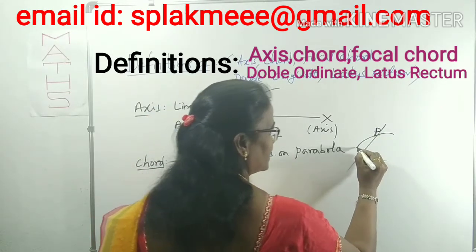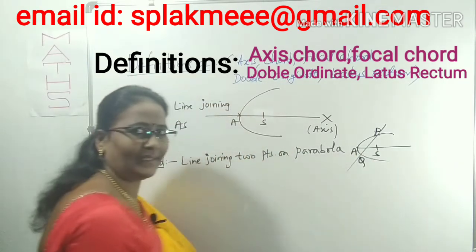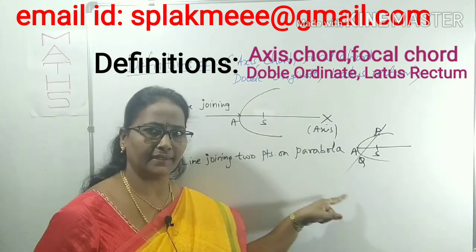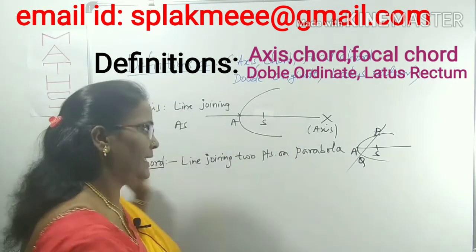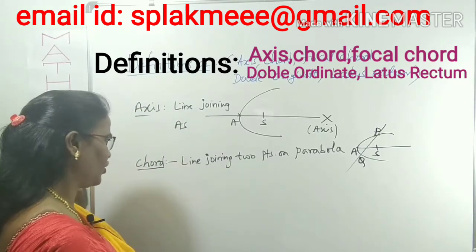Here the focus is already there, the vertex is there, and here the focus is somewhere else. Okay, this is a chord. Chord means a line joining two points on the parabola. Like here, PQ is one of the chords. Like that we can draw several chords.